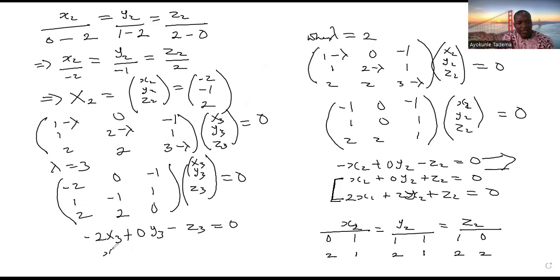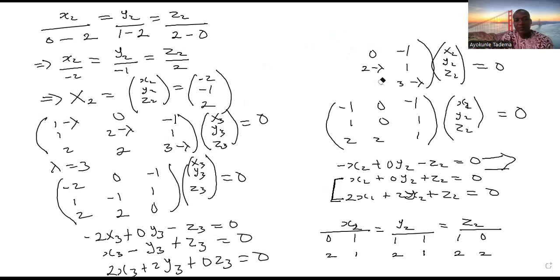And from there you have the first equation: minus 2x3 plus 0y3 minus z3 equals 0. You have x3 minus y3, and the last one, z3 equals 0. And if you take the last one, you have minus x3 plus y3 plus 0z3 equals 0, and from here you solve.